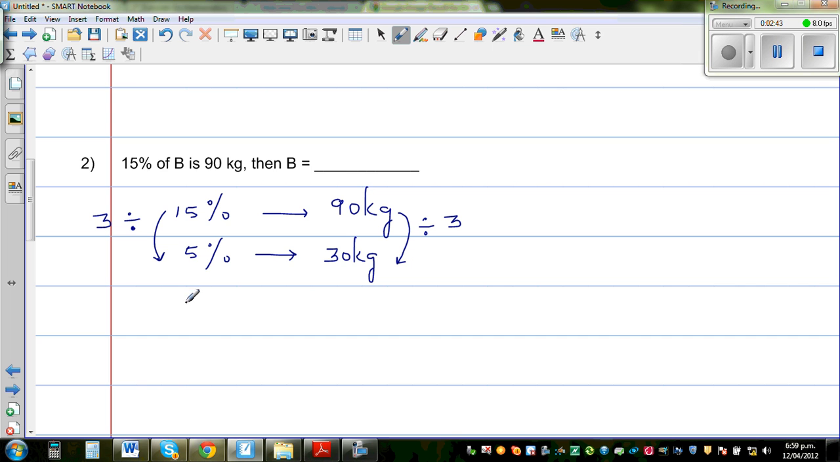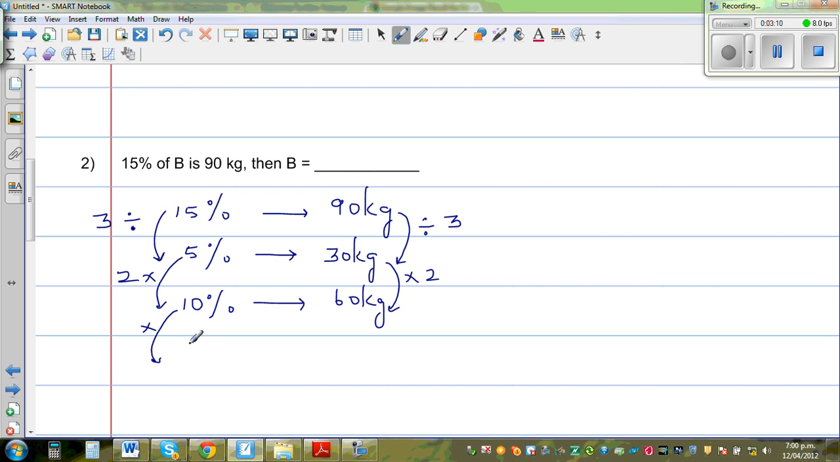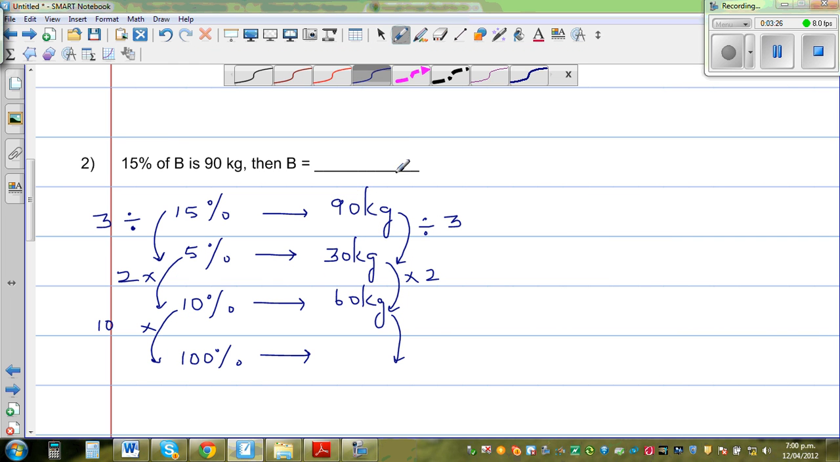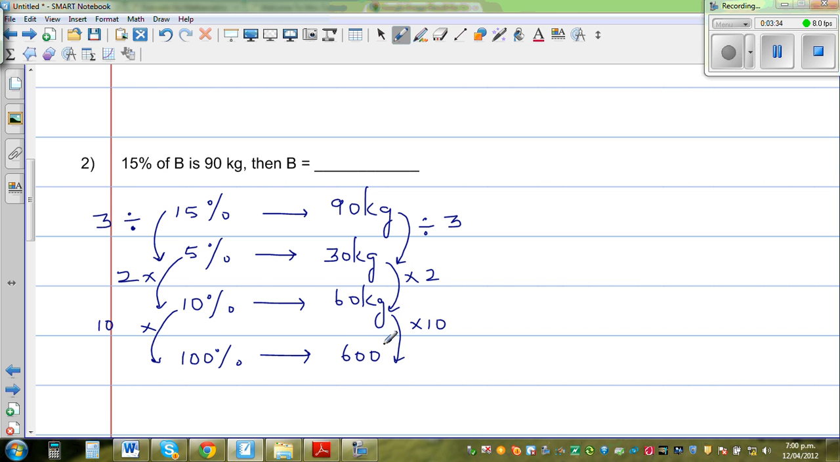Now from 5%, let us do it in two steps. Let us find 10%. Can I find 10%? 5 times 2 gives you 10. So you do the same thing to this number. 30 kg times 2 gives me 60 kg. So that is 10%. And from 10%, it's very easy to find 100%. Some of you can directly go from 10% to 100%. This is times 10, so you do the same thing to this number. I have to times this by 10, and that will give you 600 kg. 600 kg is the final answer.